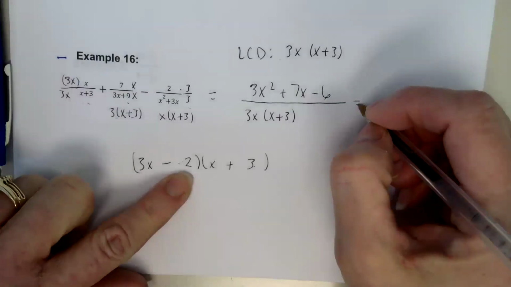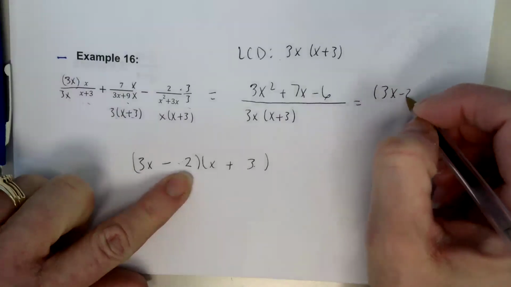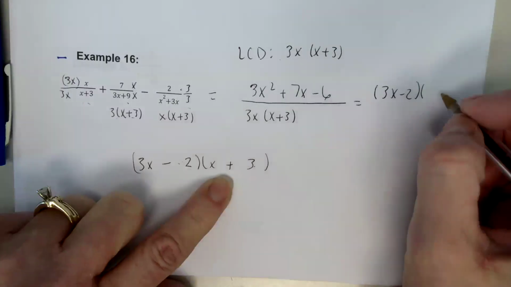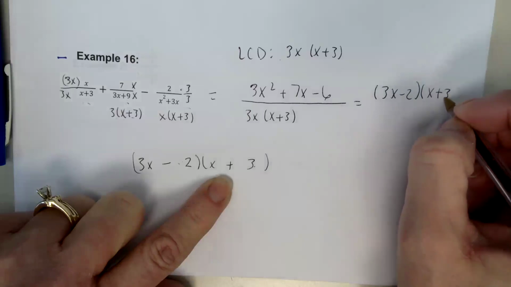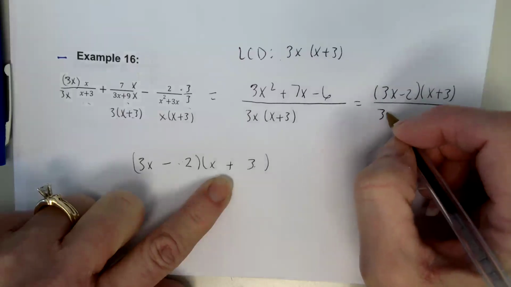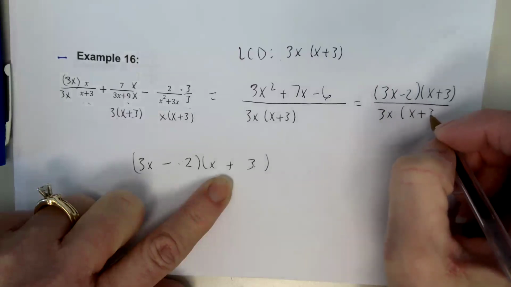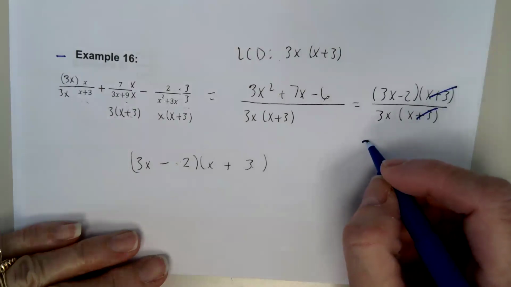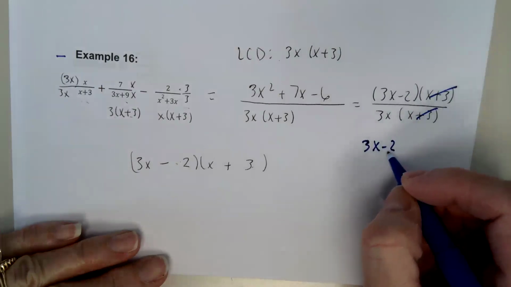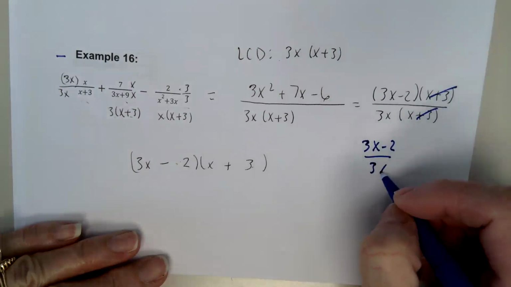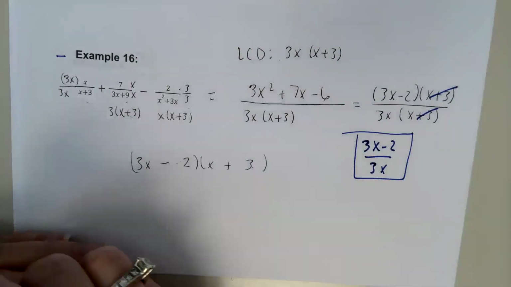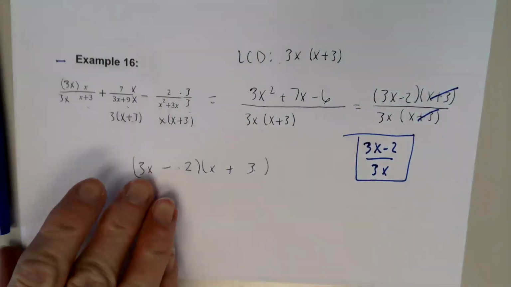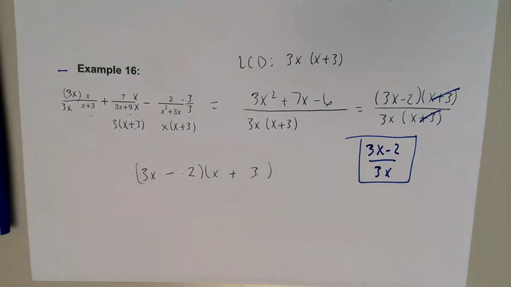Okay, so this factors into 3x minus 2 times x plus 3 over 3x times x plus 3. And those cancel, and we're left with 3x minus 2 over 3x. Excellent. Woo. Catch me back for lesson 5.4.